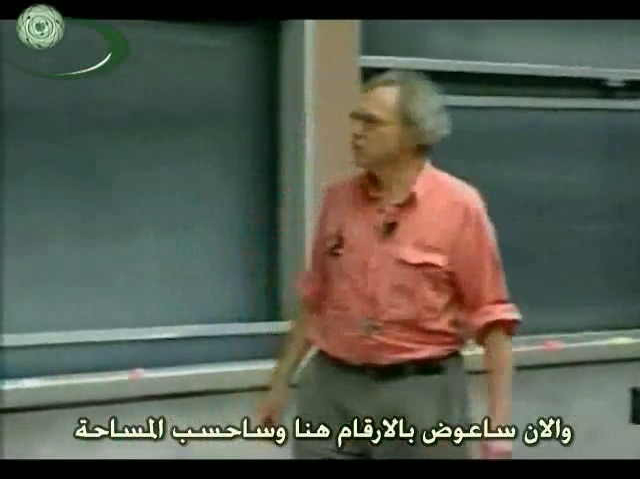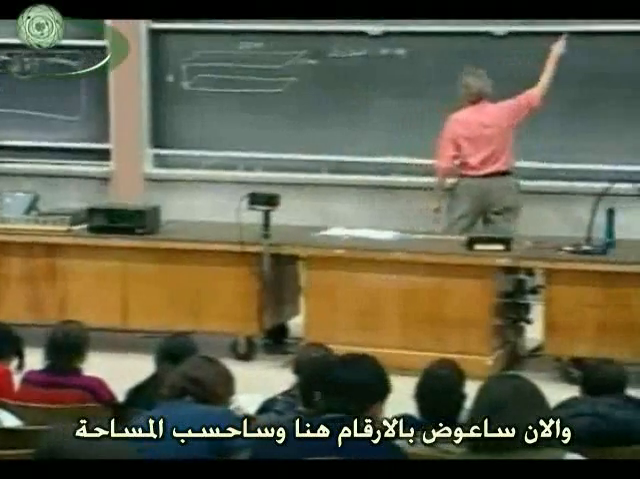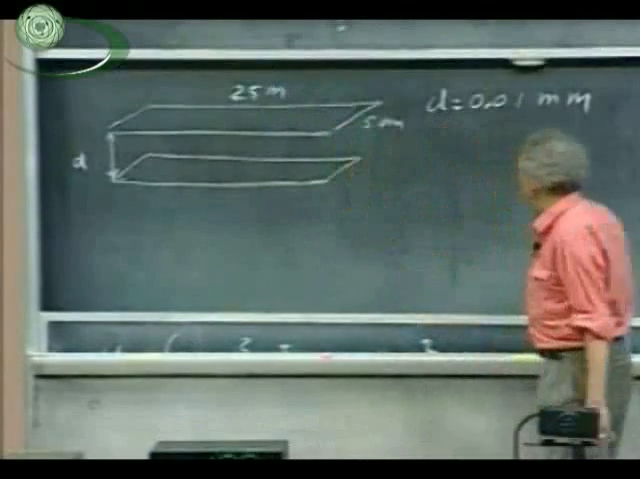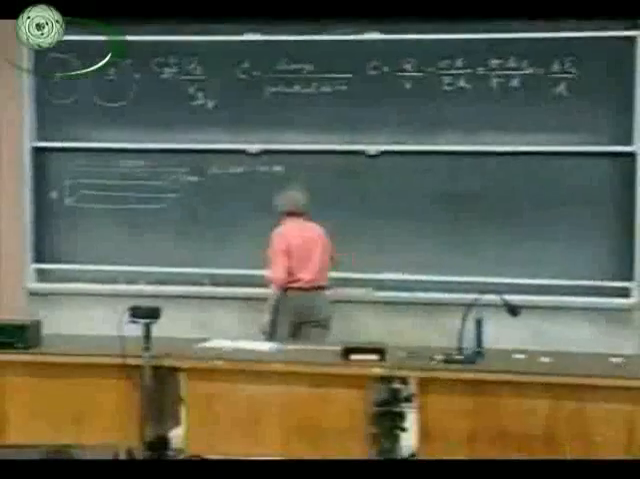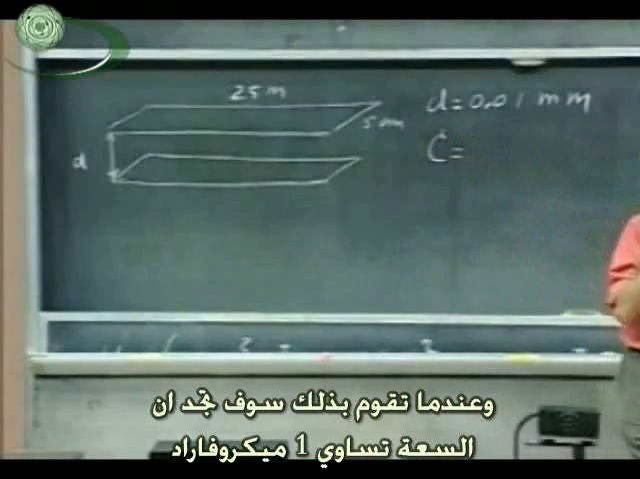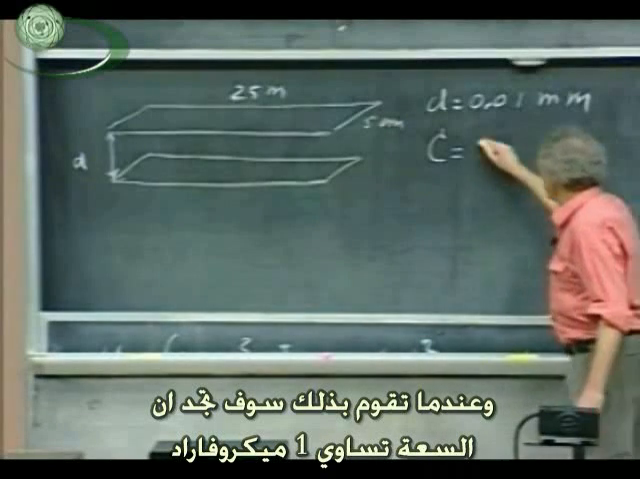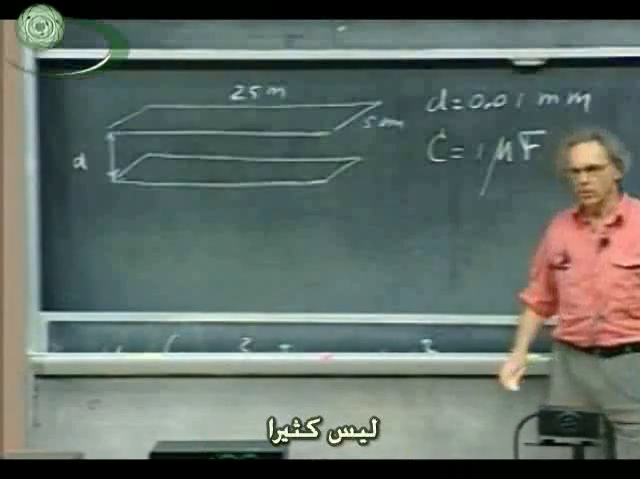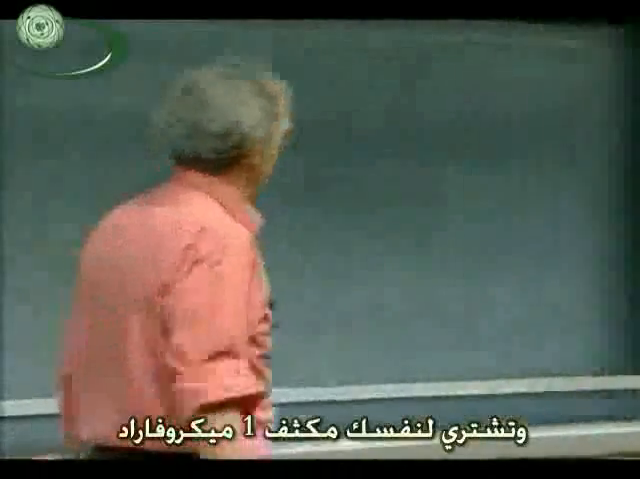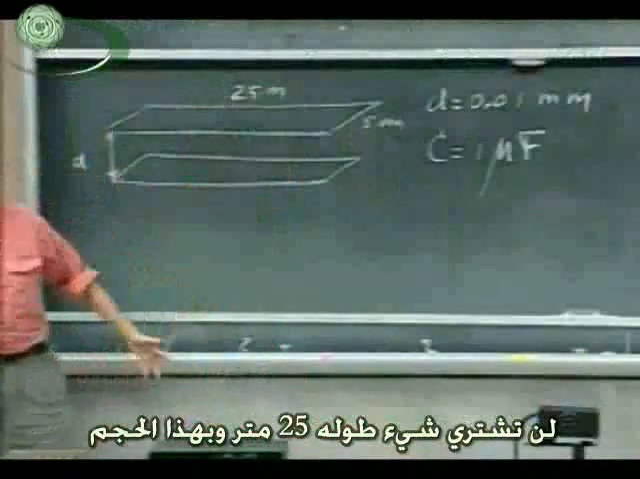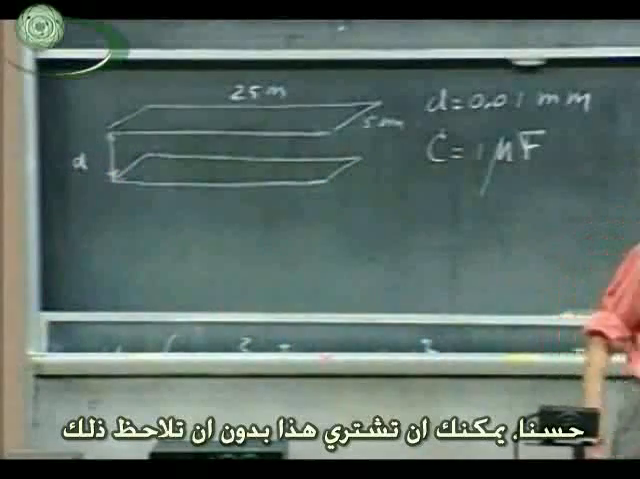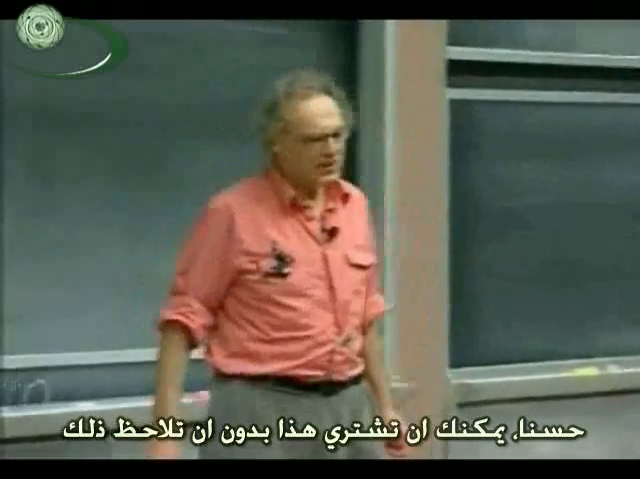So now I substitute the numbers in there. I can calculate the area. I have to calculate the area here for the plate in square meters, of course. Multiply by epsilon 0 and divided by d in meters. And when you do that, you find that the capacitance of this big monster is only 1 microfarad. It's not very much. And when you go to Radio Shack and you buy yourself a 1 microfarad capacitor, you don't buy something that is 25 meters long and yay big. Well, you may actually buy that without you realizing that.